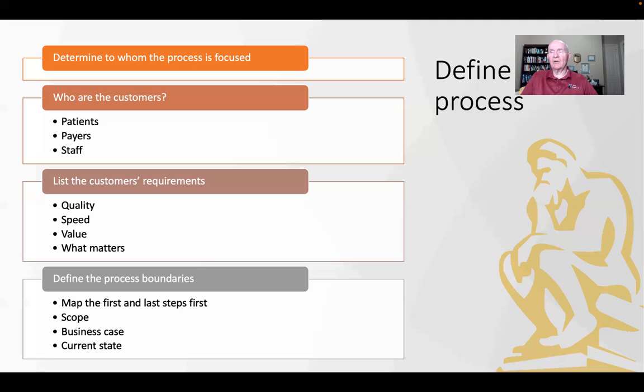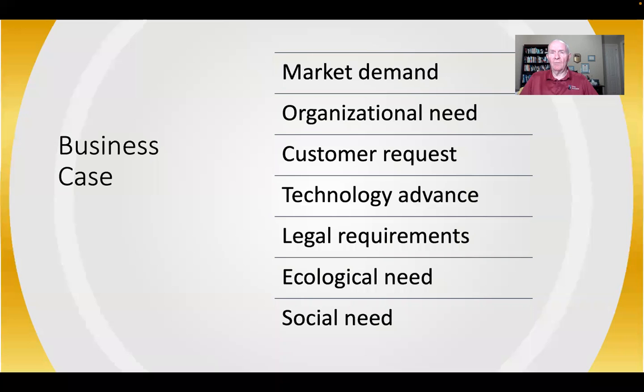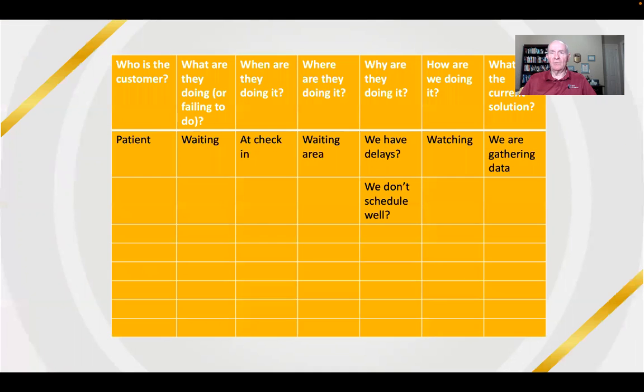I also like to start by coming up with my business case. What's the purpose behind what we're all about? So as we think about the business case, what is the market demand, the organizational need, the customer request, technology, what are the legal issues related to it, any ecological or social issues that are around it. So as we think about this, we should write a paragraph or so about the business case with each of those points that I just mentioned as a key to the whole thing.